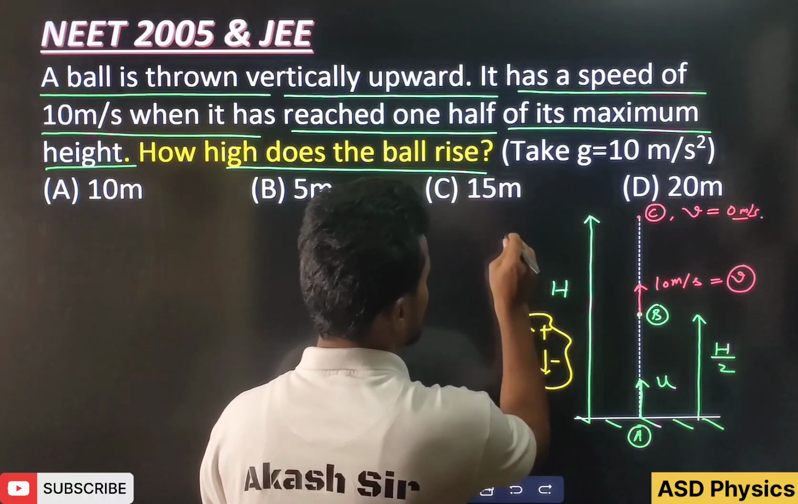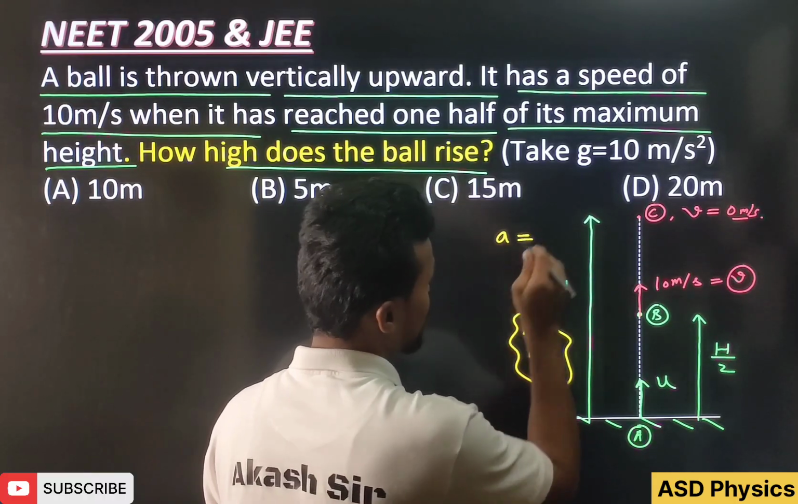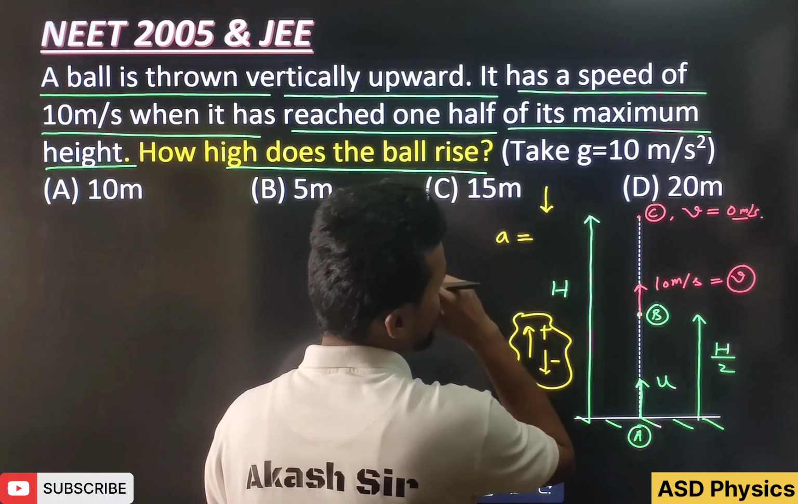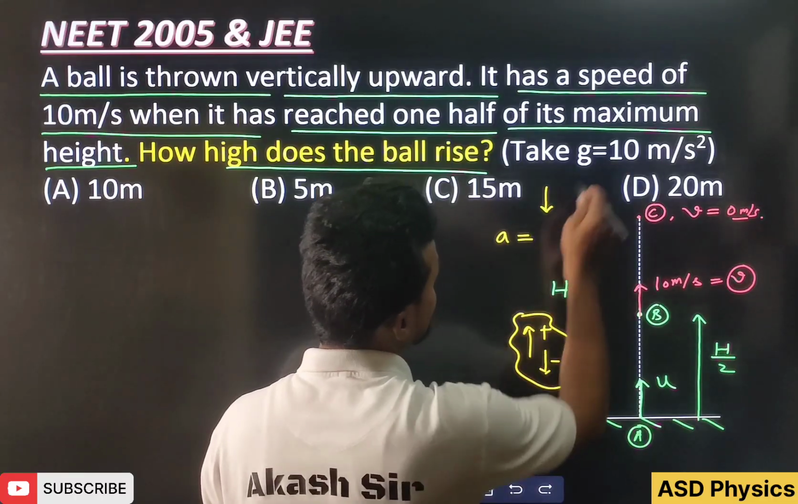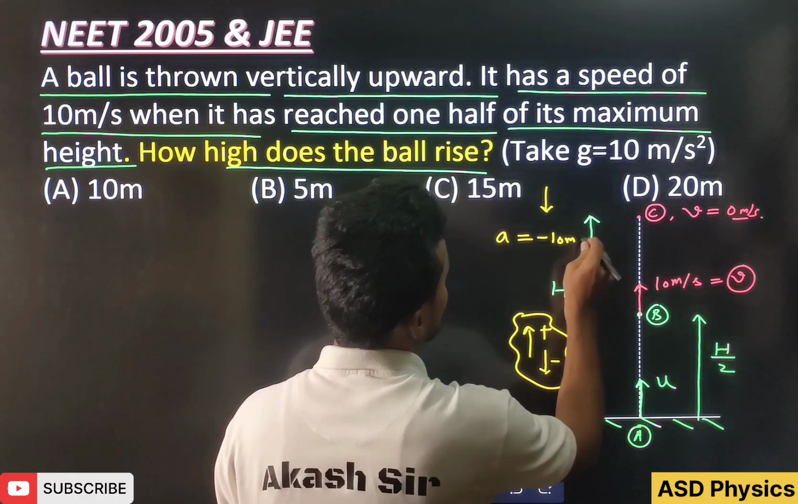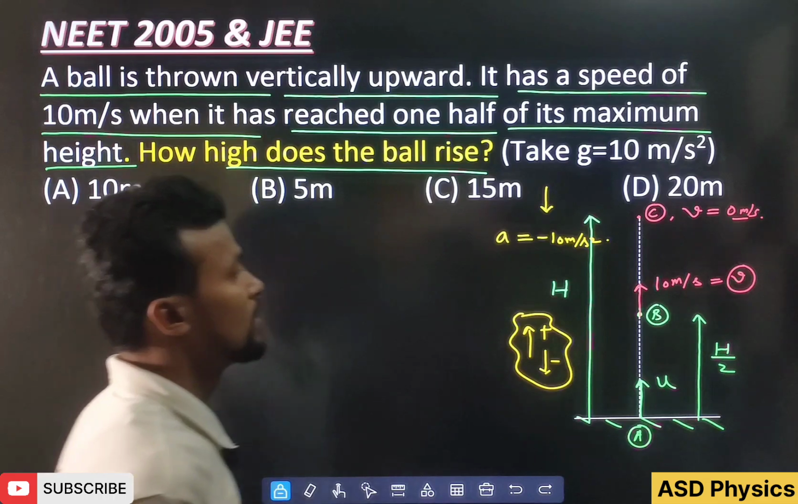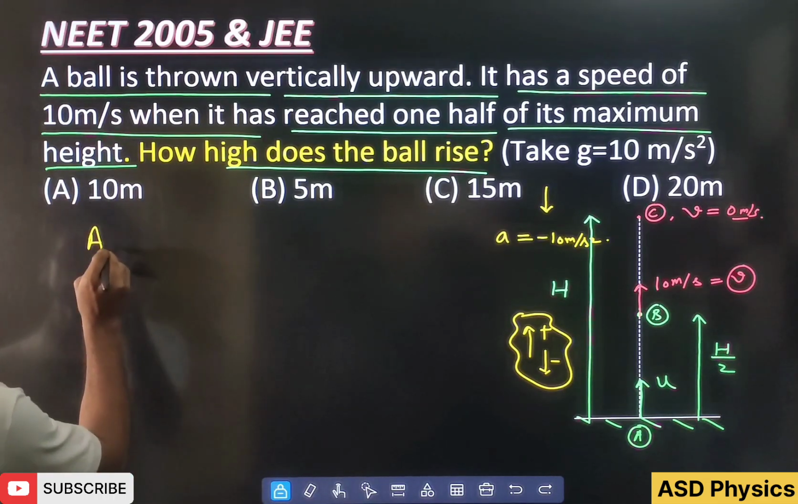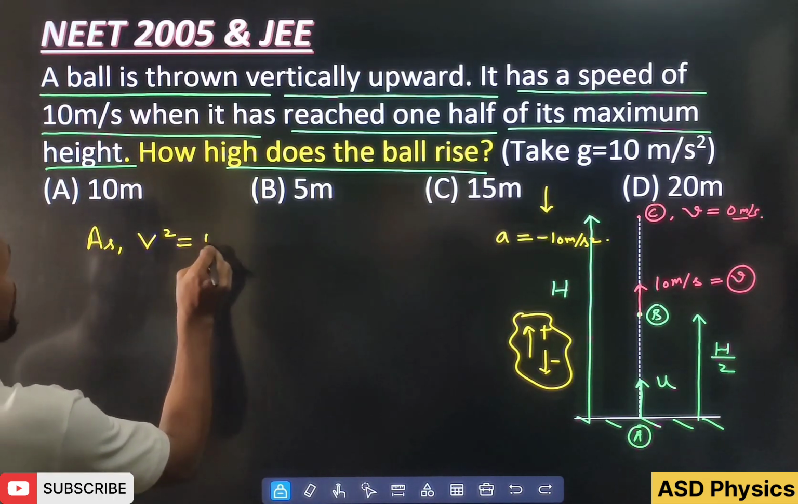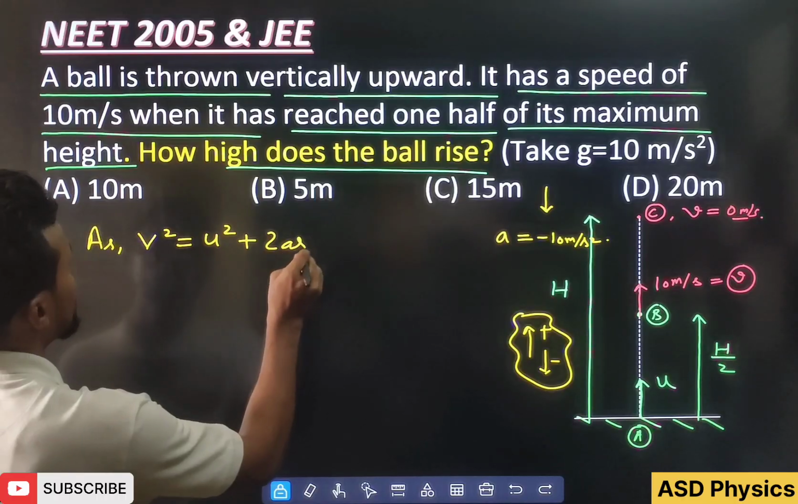By default, always like this. What is the value of a? You know gravity acts in which direction? Downward direction, is it? And downward is negative, g value is 10, so minus 10 meter per second square. Now let's use the equation of motion v square equals u square plus 2as.